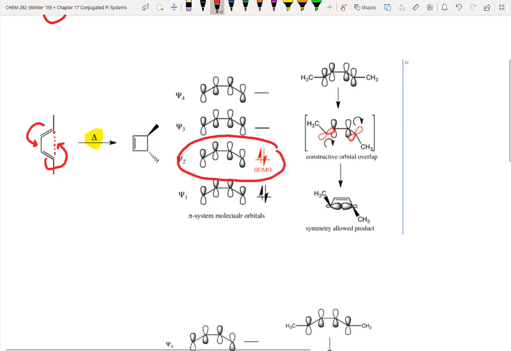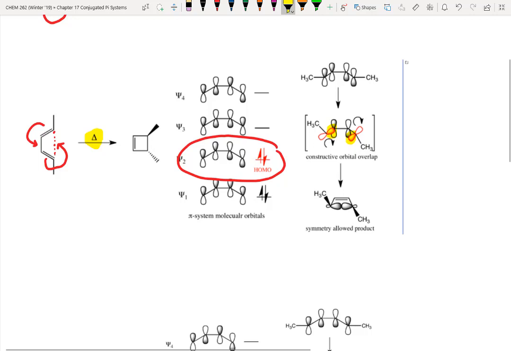In order for that sigma bond to be formed, you have to have constructive overlap of two in-phase lobes of a p orbital, right? And so you can see that over here, that this red phase that I'm highlighting and this red phase need to overlap in order for that sigma bond to form, which means that these have to rotate in the same direction as one another in order for those orbital overlaps to occur. This is called conrotatory.